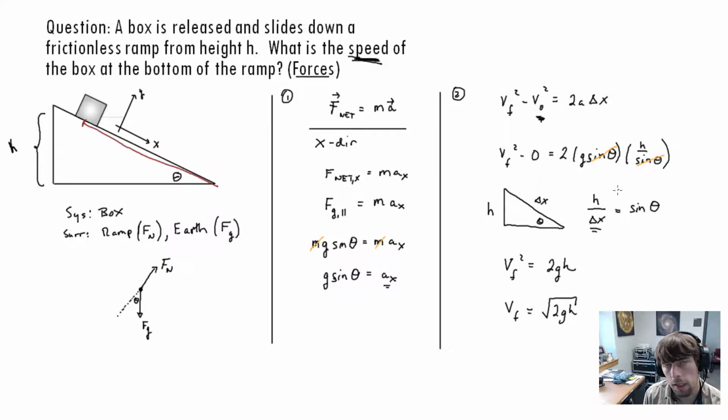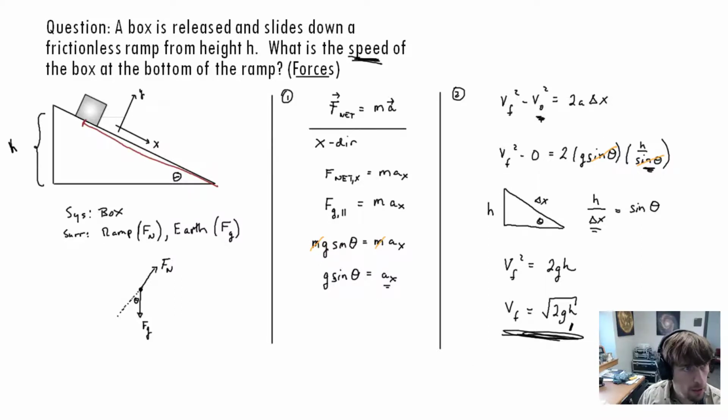And I should say, the reason the angle doesn't matter is because the ramp is frictionless. So it doesn't matter if this is a really, really tiny ramp, or if it's really big, really steep. The fact that it's frictionless means that the speed at the bottom only depends on its initial starting height.